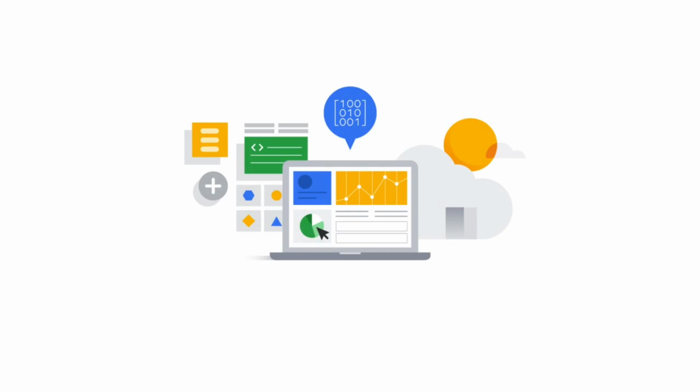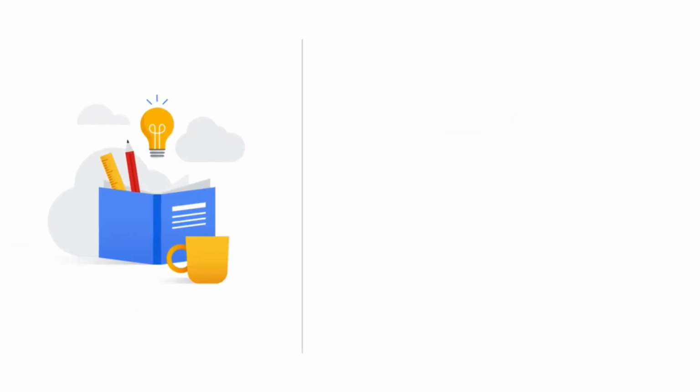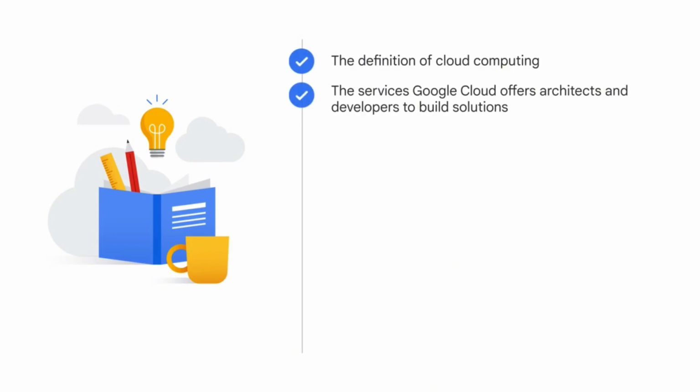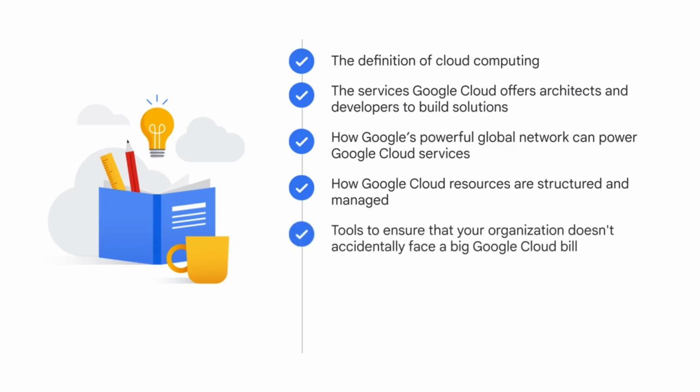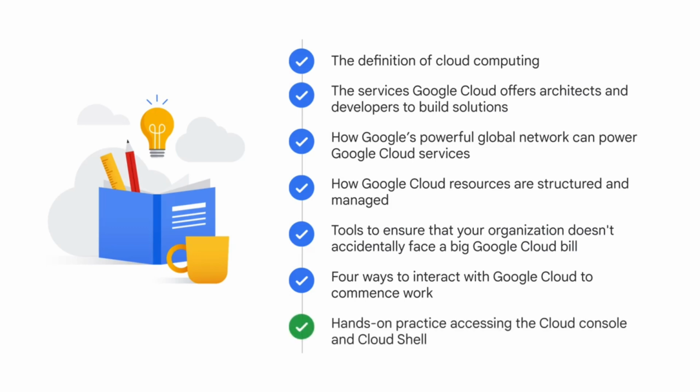Before you jump into the world of Kubernetes, let's take some time to introduce you to, or remind you of, some Google Cloud core concepts. In this first section of the course, you'll explore the definition of cloud computing, the services Google Cloud offers architects and developers to build solutions, how Google's powerful global network can power Google Cloud services, how Google Cloud resources are structured and managed, tools to ensure that your organization doesn't accidentally face a big Google Cloud bill, and 4 different ways to interact with Google Cloud to commence work. You'll also get some hands-on practice accessing the Cloud Console and Cloud Shell.